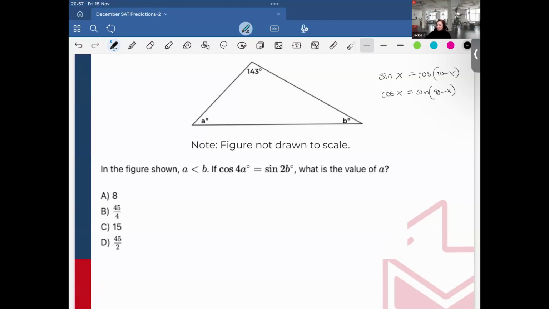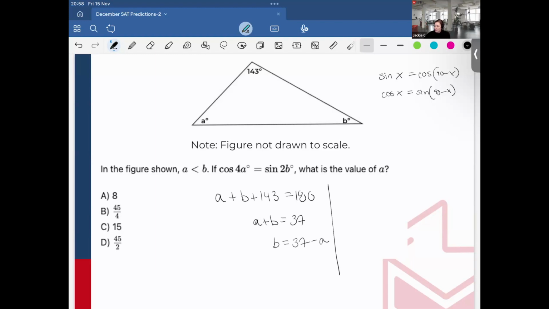Okay, so first, I know a triangle has 180 degrees, so I would do a plus b plus 143 is equal to 180 degrees. And then I would get that a plus b is equal to, oops, yes, I can still do math in my head, 37 degrees. So that would mean that b is equal to 37 minus a. Okay, so that's all good and interesting.